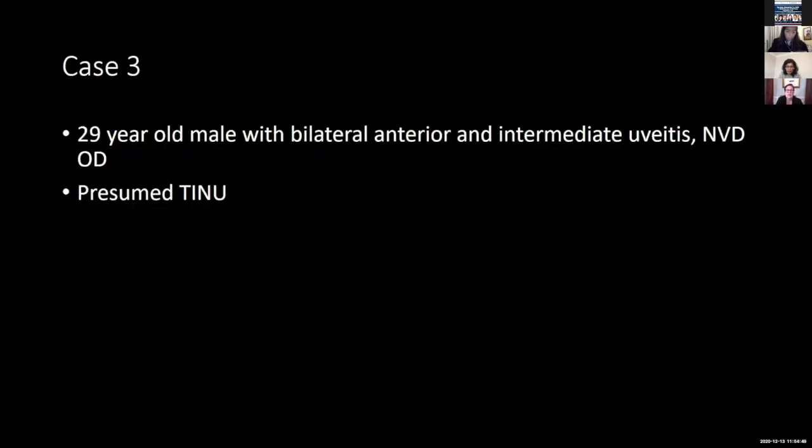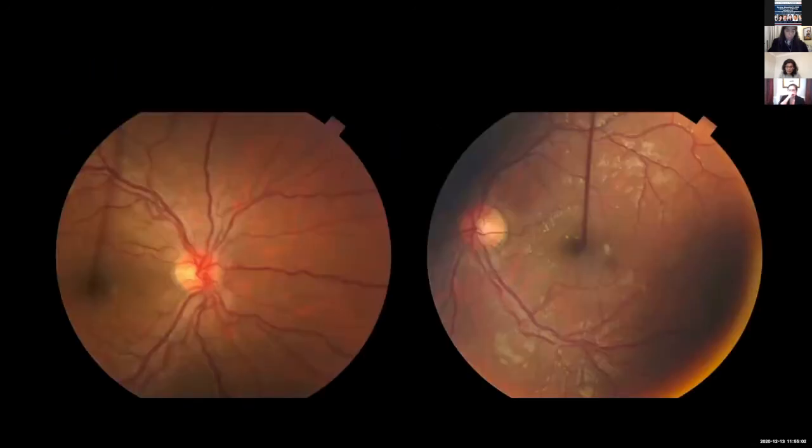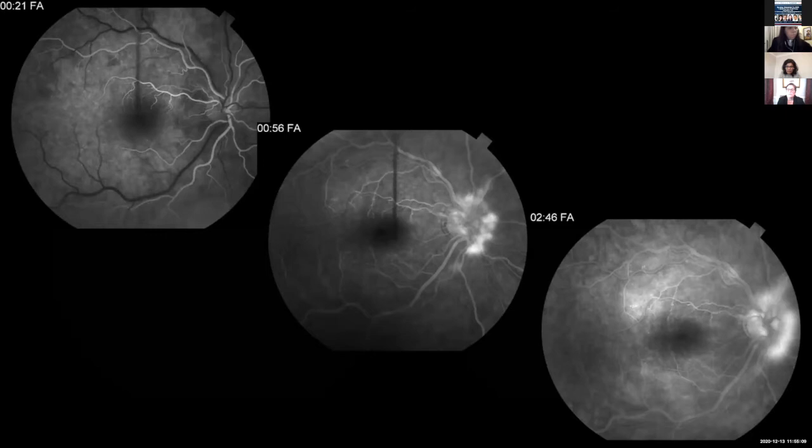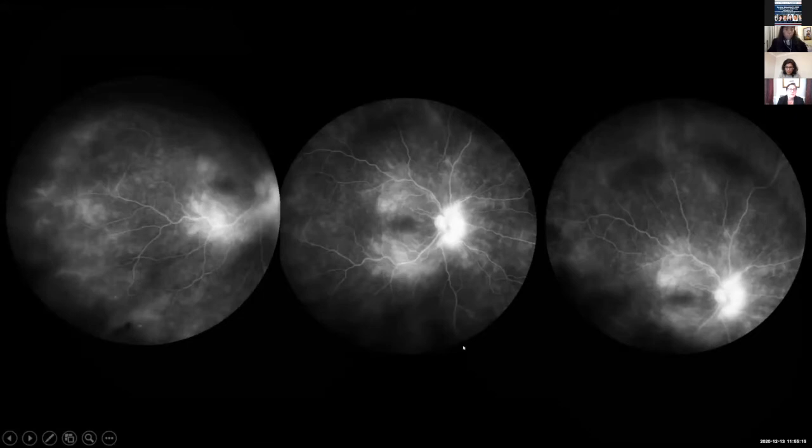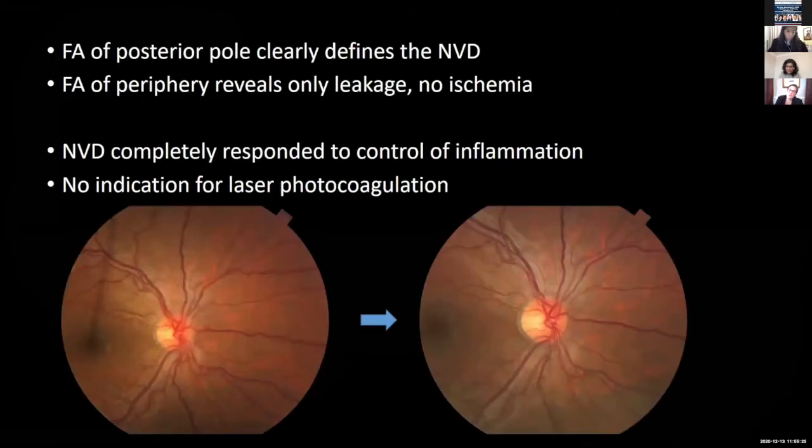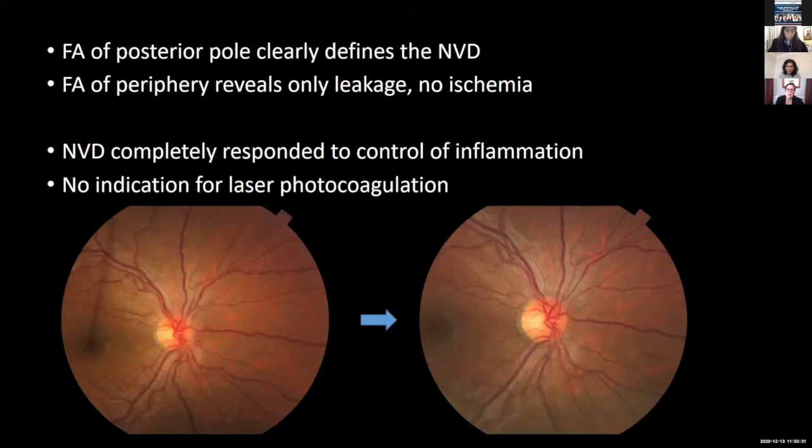Our third case is a 29-year-old male with bilateral anterior and intermediate uveitis and neovascularization of the disc in his right eye. And this is presumed to be secondary to tubulointerstitial nephritis and uveitis. So you can see on our fundus photos, he's got NVD in the right eye. And if you take a look, the fluorescein shows us very nicely the neovascularization of the disc. And then you can see in the peripheral images, he's got retinal vascular leakage, he has vasculitis, but there is no ischemia. So here, fluorescein is very helpful, confirming that he has NVD, defining the NVD, but very importantly, we don't see any ischemia on the peripheral fluoresceins.